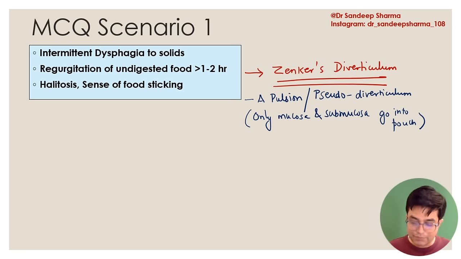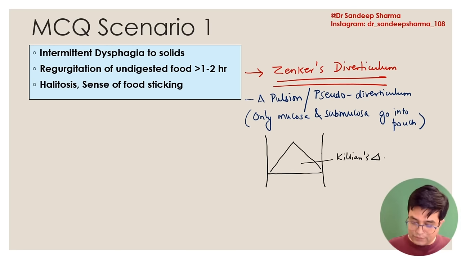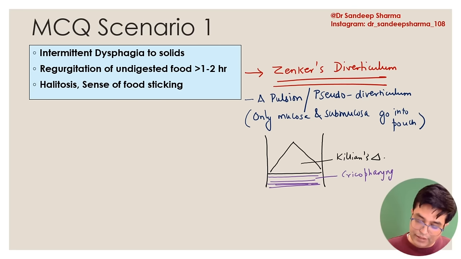Where exactly does it happen? If you remember anatomy, and ENT also and surgery also, there is a triangle known as Killian's triangle. Where does Killian's triangle appear? So this is the so-called Killian's triangle. If you look at the Killian's triangle, below, you will find that there are horizontal muscle fibers of a muscle called cricopharyngeus. And superiorly, you will have the lateral fibers of the inferior constrictor muscle, that is the thyropharyngeus fibers. In anatomy, you know that there is an inferior constrictor muscle.